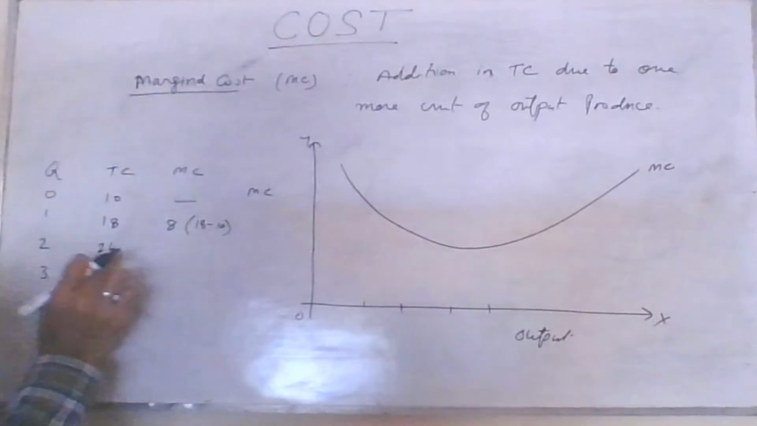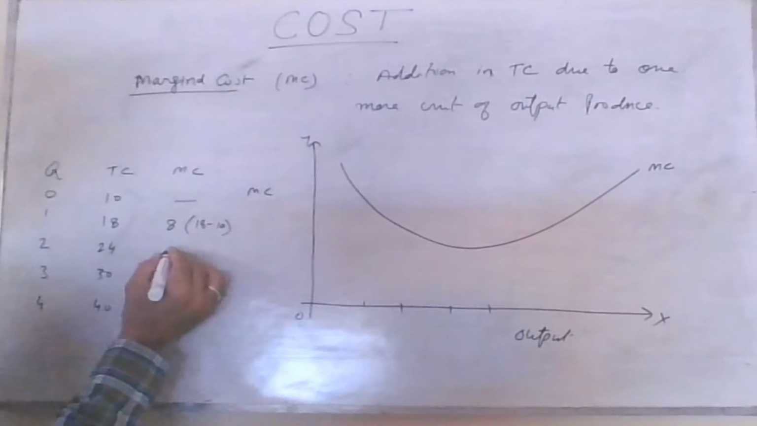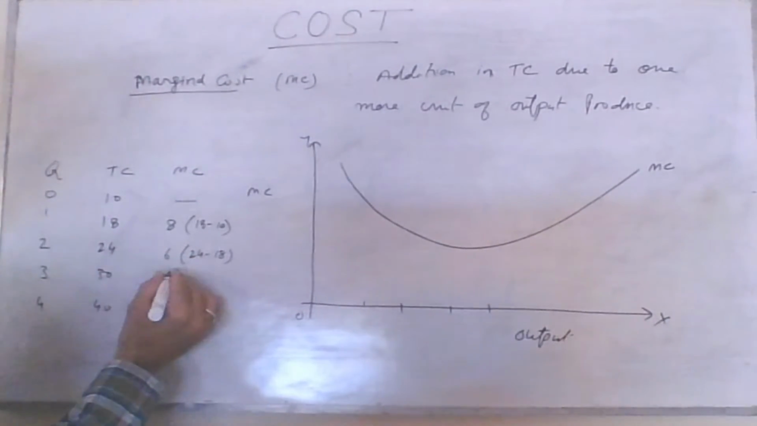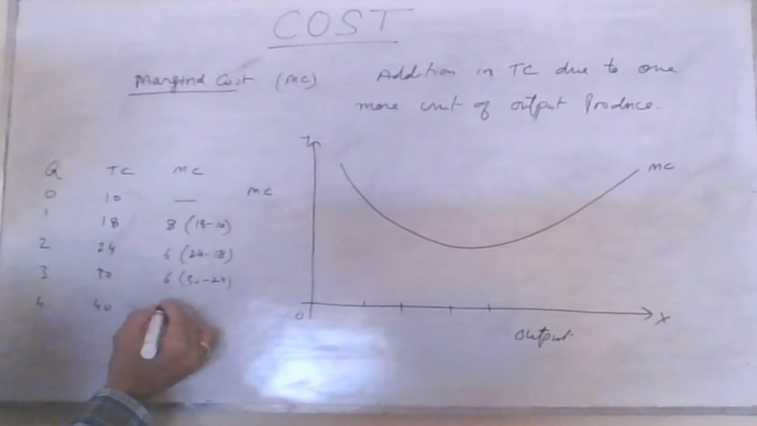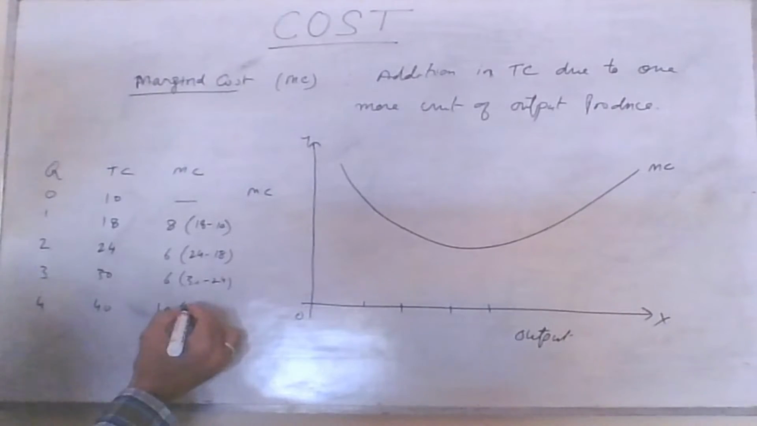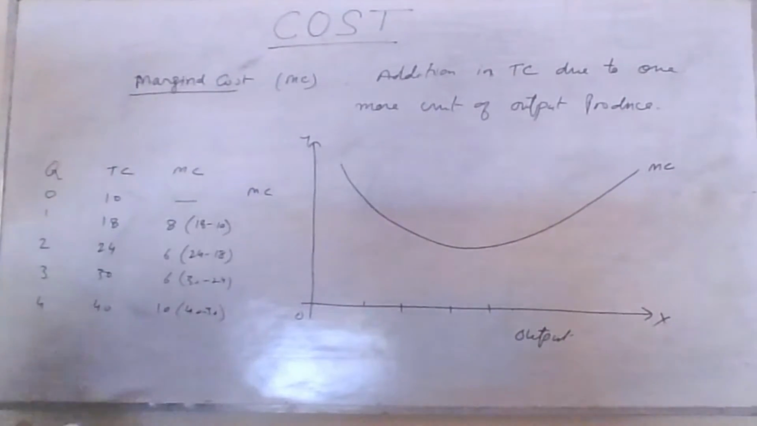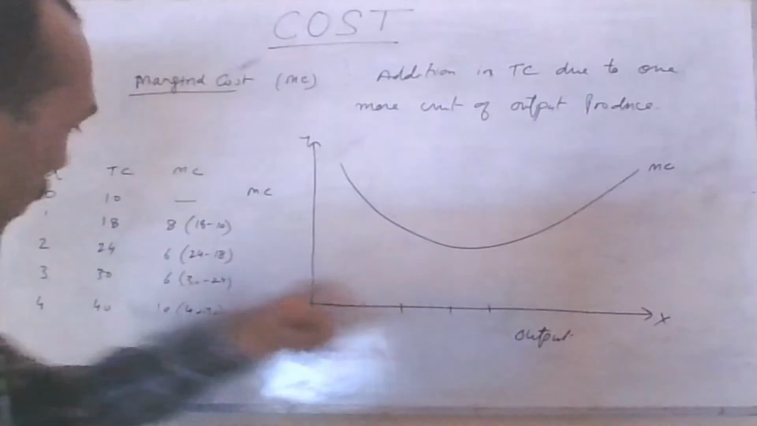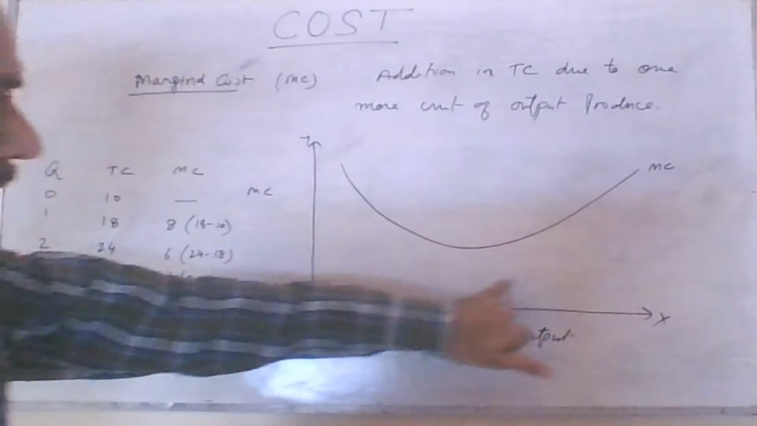Now next, when the output is 2, the total cost is 24. 24 minus 18 is 6. Next, again 6. 30 minus 24. And now it is 10. 40 minus 30. So this way we calculate the marginal cost. So initially as the output increases, the marginal cost falls, reaching its lowest, then starts to rise.